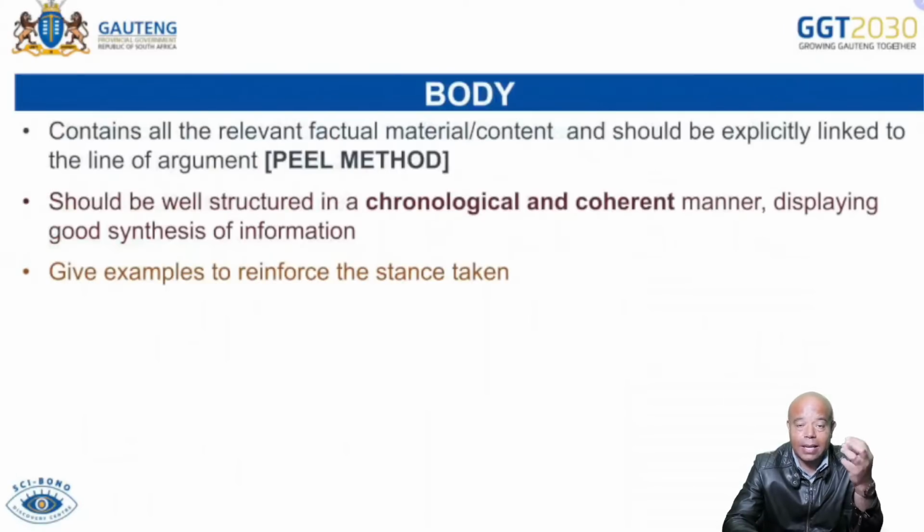So the PEEL method creates what we call the line of argument for your answer. That is when you begin to argue different paragraphs that are answering the key question. Then the body of the essay must be in a chronological and coherent manner. Take note, we cannot write 1960 first, and then in the next paragraph write 1945. No, first 1945, then 1960, then 1970. That is what we call chronological order.